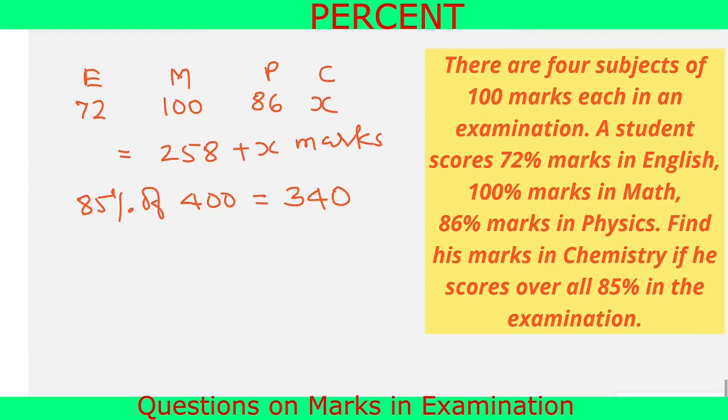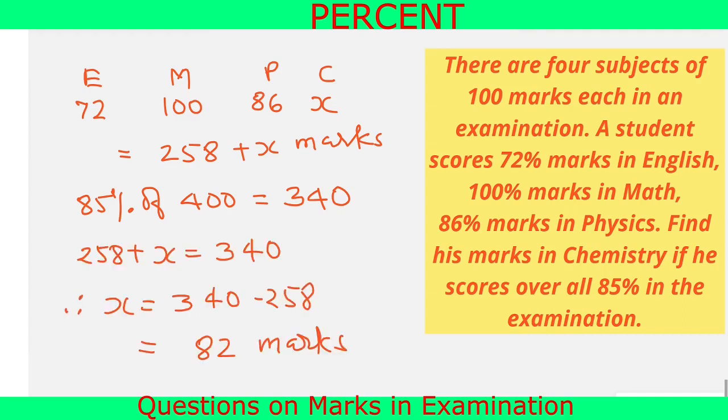Now we have to find the value of X, and these two are equal. 258 plus X equal to 340. Therefore X equal to 340 minus 258 equal to 82 marks. It means that he scored 82 marks in chemistry.